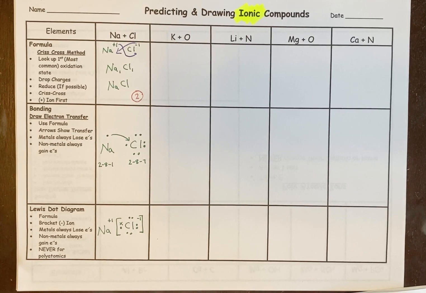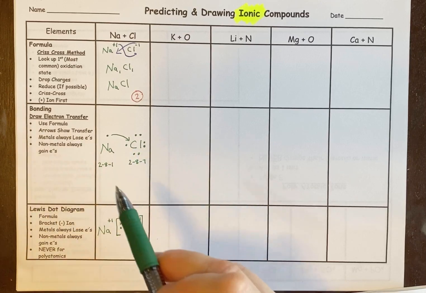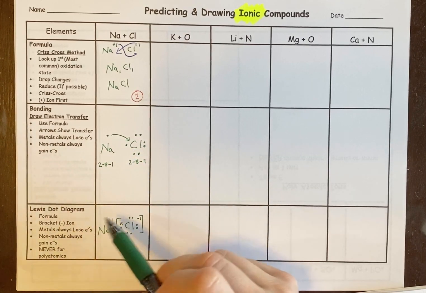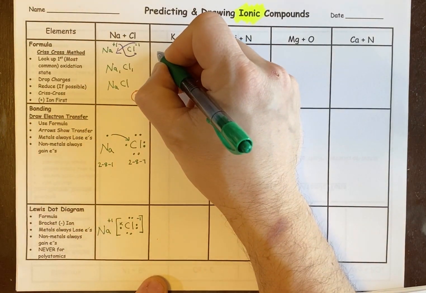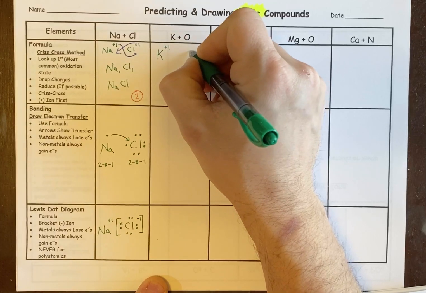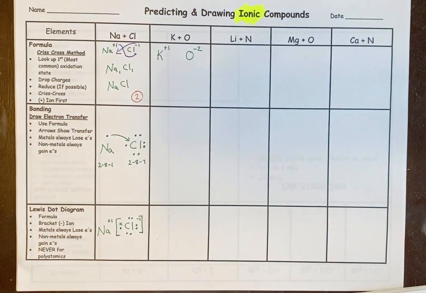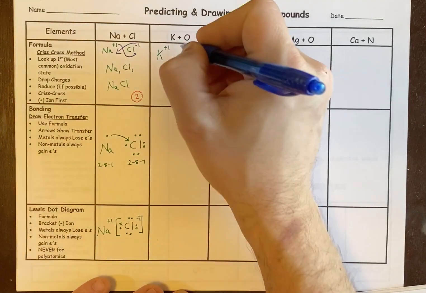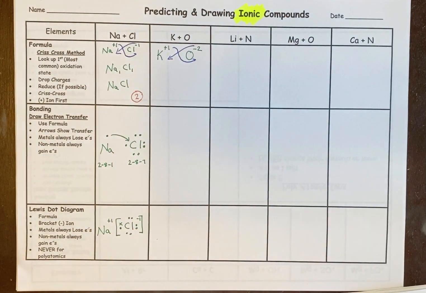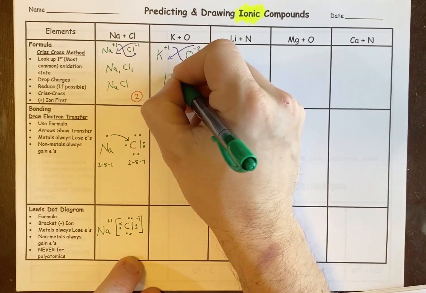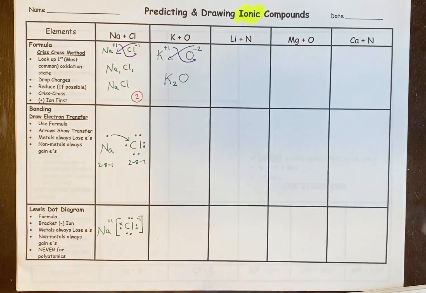The crisscross method might be new, but the actual drawing, this step of drawing the bond, showing the transfer of electrons and drawing the Lewis, you've definitely done. Once we get to the next ones, it won't be the same. So K, if we look it up, +1, oxygen, -2. Again, we ignore the charges, we reduce if possible. 2 and 1 can't be reduced because there's a 1 in it, and then we crisscross it. The 2 from the O tells me I'm going to need 2 Ks in the formula, and the 1 from the K tells me I'm going to need 1 O.